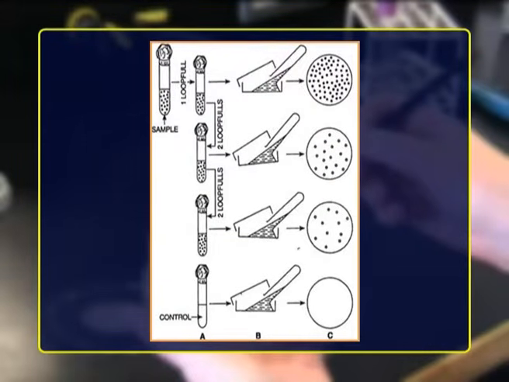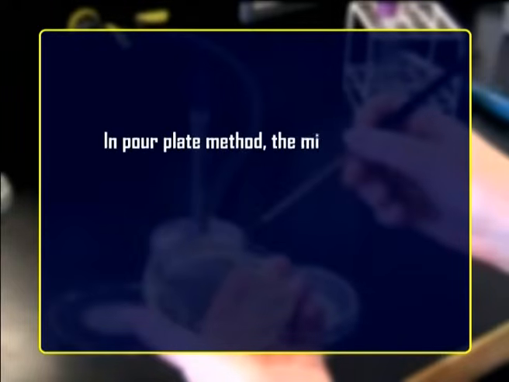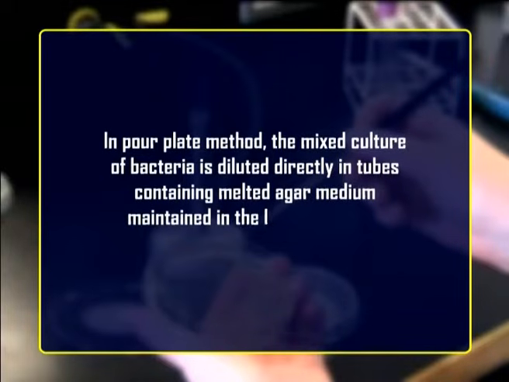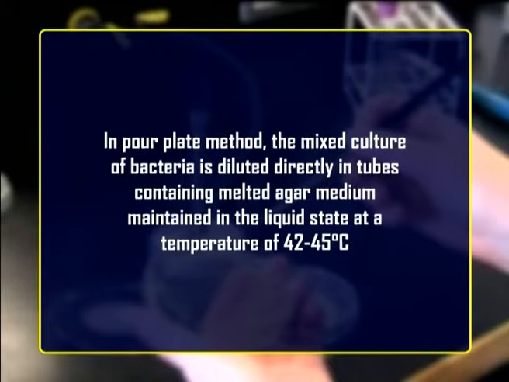This method involves plating of diluted samples mixed with melted agar medium. The main principle is to dilute the inoculum in successive tubes containing liquefied agar medium so as to permit a thorough distribution of bacterial cells within the medium. Here, the mixed culture of bacteria is diluted directly in tubes containing melted agar medium maintained in the liquid state at a temperature of 42 to 45 degrees Celsius. The bacteria and the melted medium are mixed well. The contents of each tube are poured into separate petri plates, allowed to solidify, and then incubated.